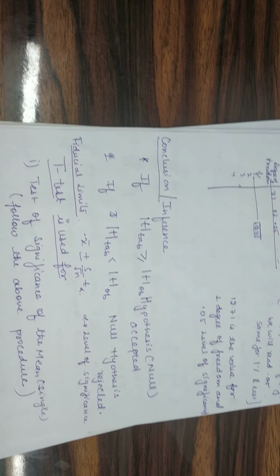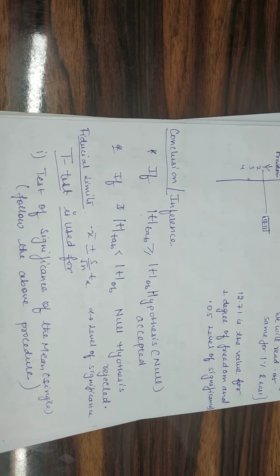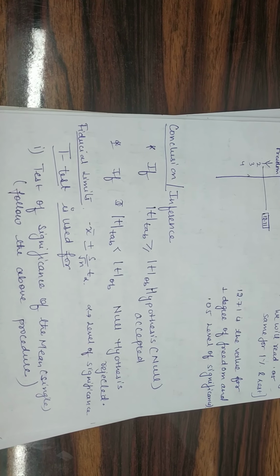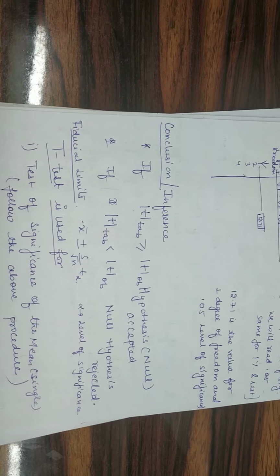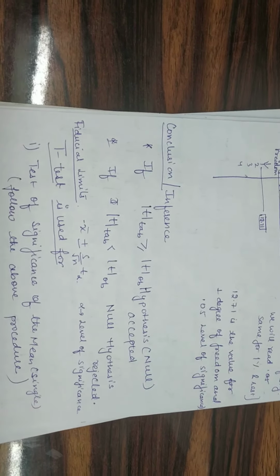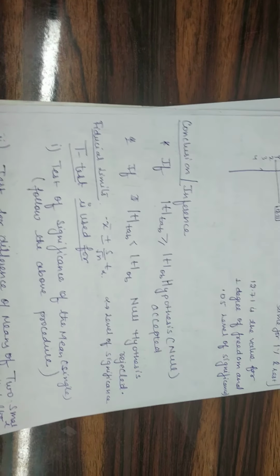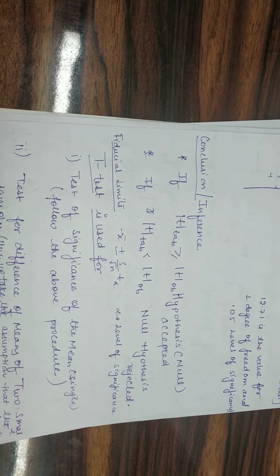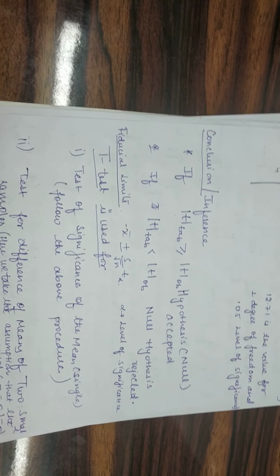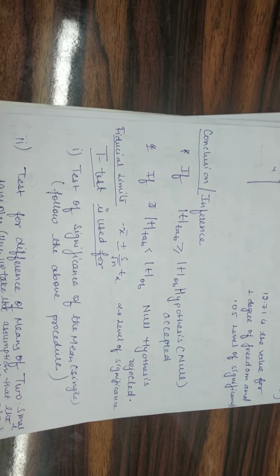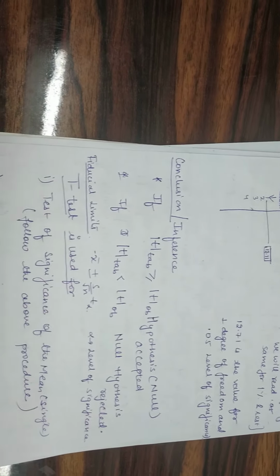And the conclusion: if our t tabulated, which depends on the degree of freedom and level of significance, is greater than or equal to t observed, which we have calculated, then the null hypothesis is accepted. If it is less than the observed value, the null hypothesis is rejected. Fiducial limits: if our hypothesis is rejected, then we can calculate the fiducial limits, given by x bar plus or minus s by root n times t alpha. Alpha is the level of significance and t alpha is the value of t which we have taken from the table.